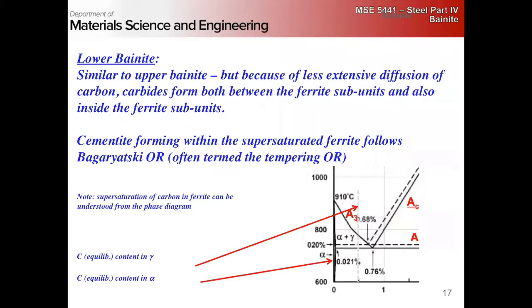So lower bainite happens at slightly lower temperatures, but we have less extensive diffusion of the carbon. So carbides are going to form in between the ferrite subunits, but also inside the ferrite, right? So we'll have small carbides, either cementite or other particles, right?